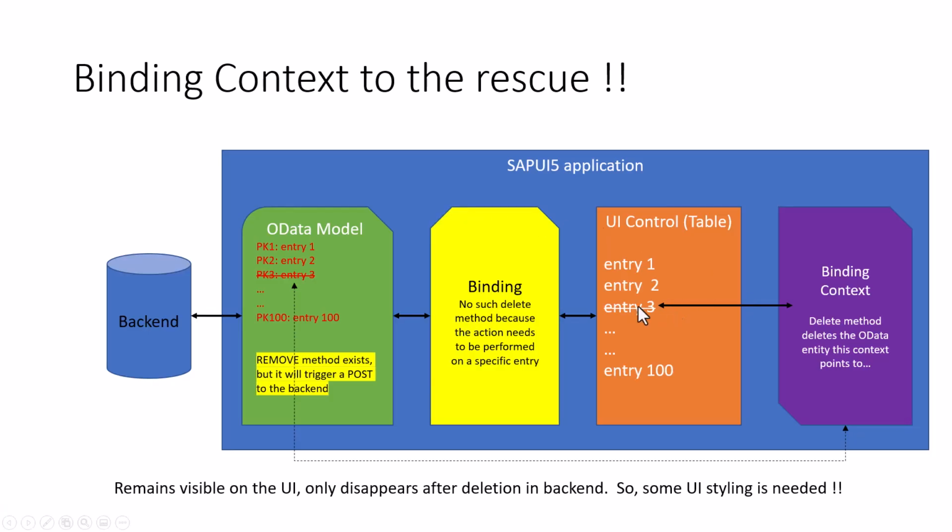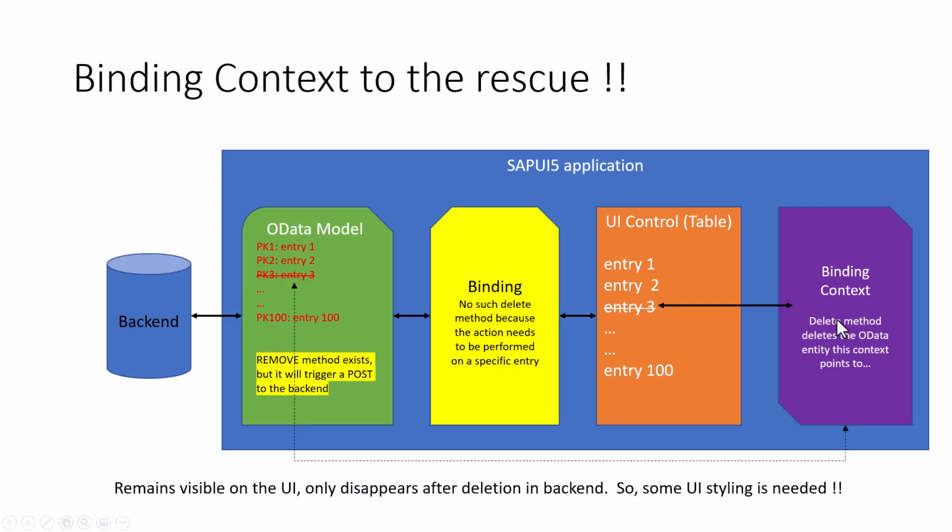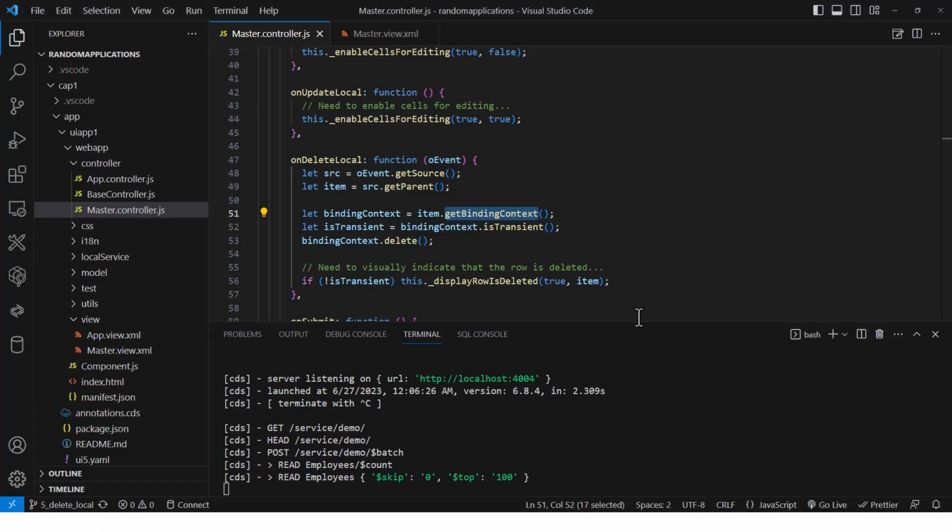So let's say we deleted row 3. We clicked on this button. We got the row, and then we get the binding context, and we get this row's binding context. And now all we have to do is call the delete method. And I'm going to call the delete method right here. Now, when I call the delete method, like I mentioned, it's not going to remove the row from the UI. So we have to do some visual stuff for that.